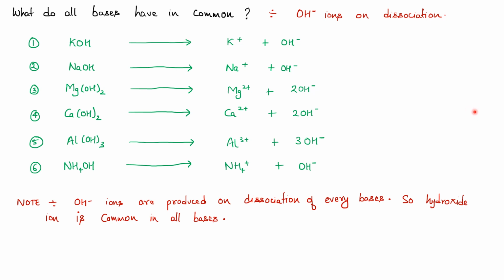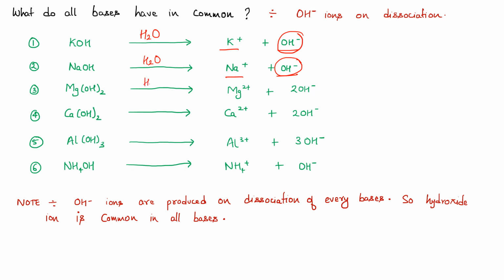So just as all acids have H plus ion in common, bases have OH minus ion in common in their dissociation. We have taken some examples. When KOH is dissolved in water, what do we get? We get K plus ion and OH minus ion. What is OH minus ion? OH minus ion is the hydroxide ion. Similarly, when NaOH, that is sodium hydroxide, is dissolved in water, we get Na plus and OH minus. Here also we are getting OH minus, that is hydroxide ion.